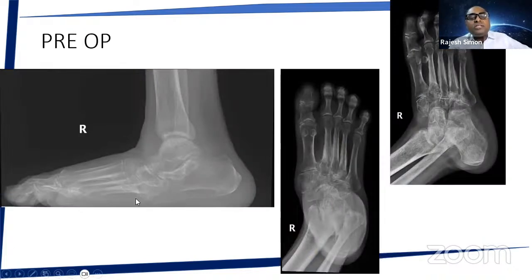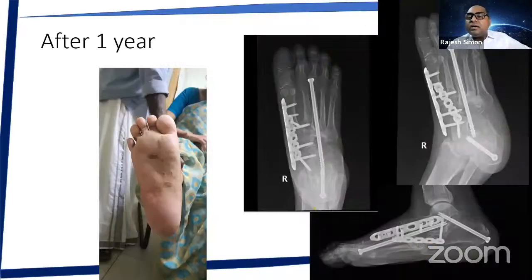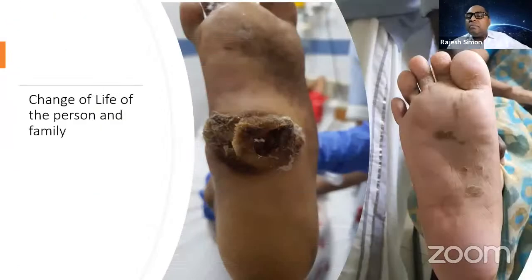The whole cuboid is underneath there, and that was leading to the non-healing ulcer. It was the rocker bottom feet because of the collapsed cuboid. And I just did an exostectomy of the wound, and the wound healed, and then did a reconstruction. And look at 1 year's time, you can see the difference, the complete change in the foot shape and the foot ulcer. The ulcer has completely disappeared. The wound is completely healed.